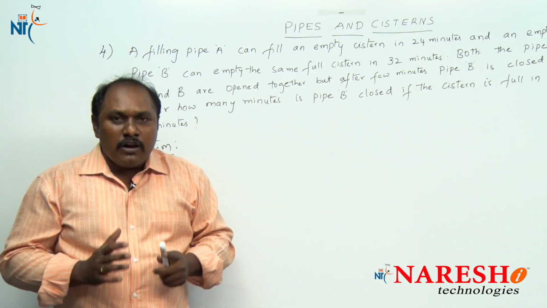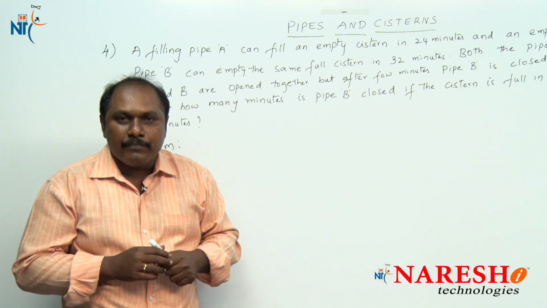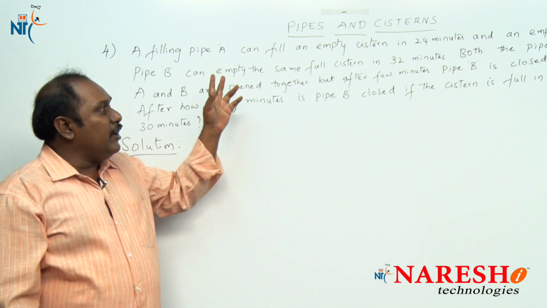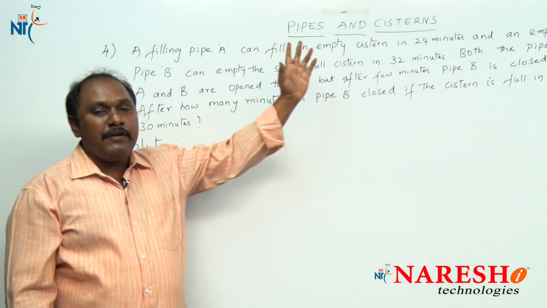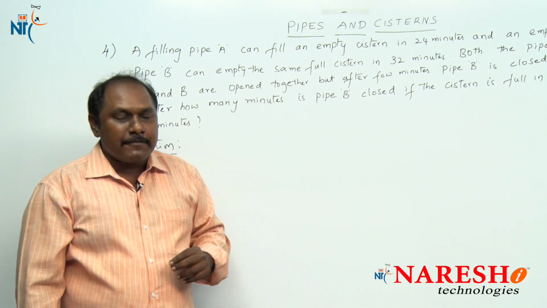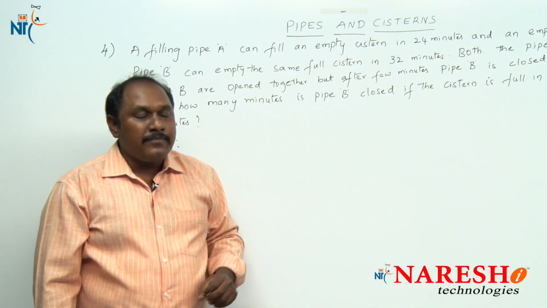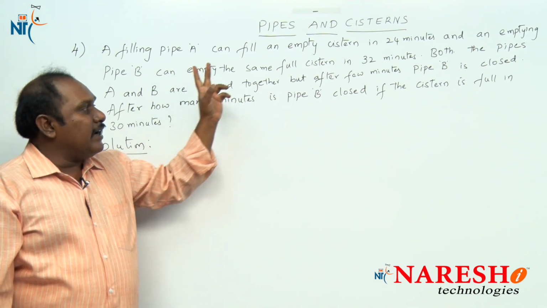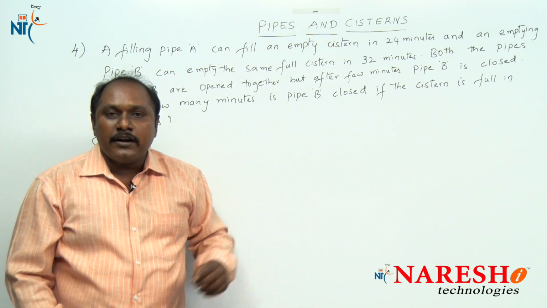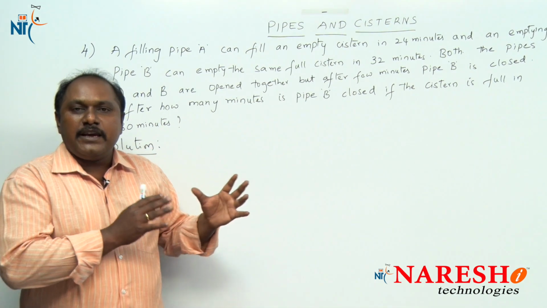Now let us try to solve this problem, but before that let us try to analyze the problem. Now we are given the individual information about A and B first. A is a filling pipe and B is an emptying pipe. A filling pipe A can fill the cistern in 24 minutes and the emptying pipe B can empty the same full cistern in 32 minutes. Now this is the information about the two pipes A and B.